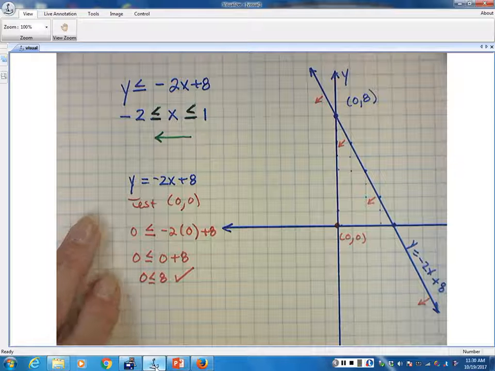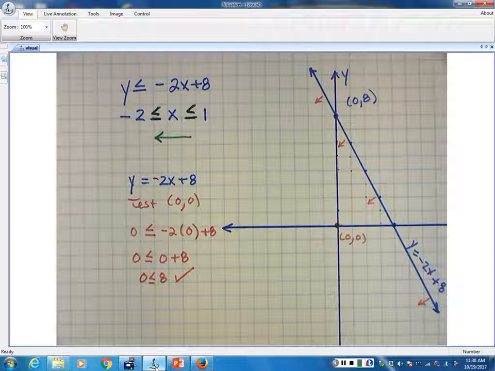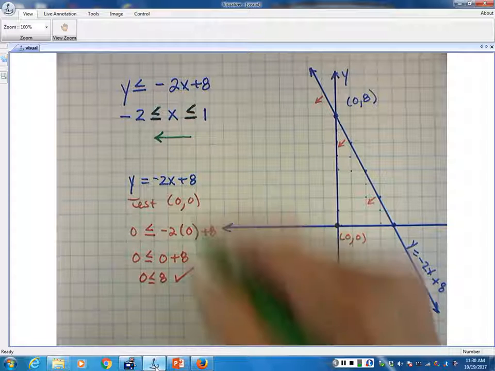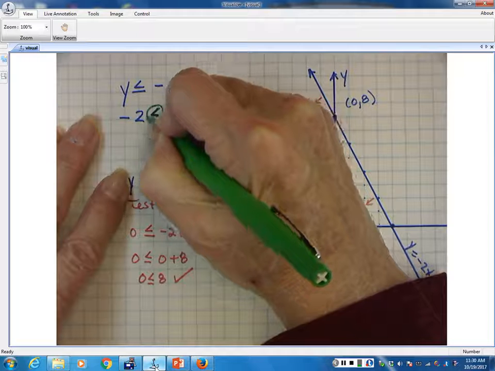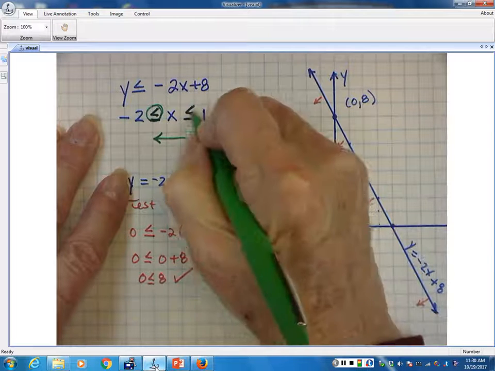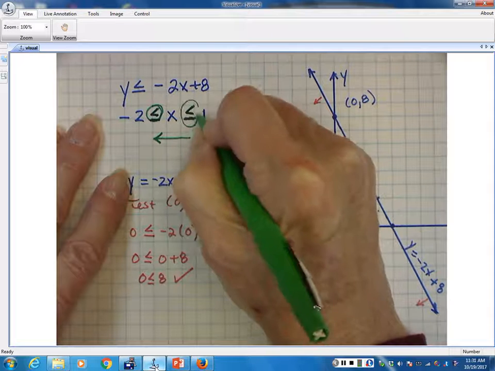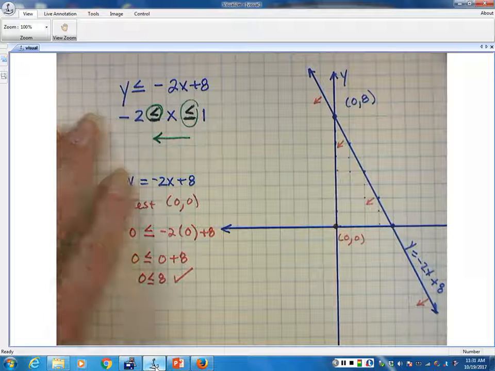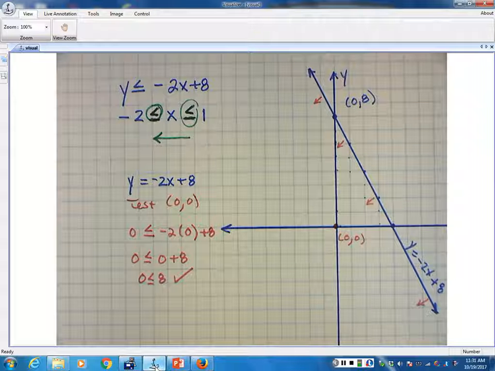Does that change things? I'm confused about the solid and dotted line on that. Okay, yes, it does. Thank you. That one does have an equals, the other one doesn't. So this one is just less than. Okay.